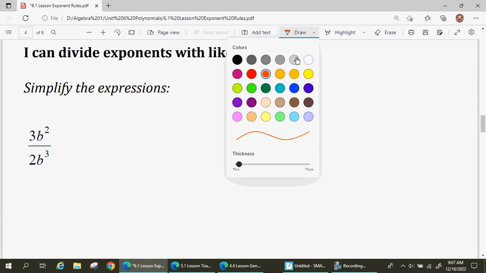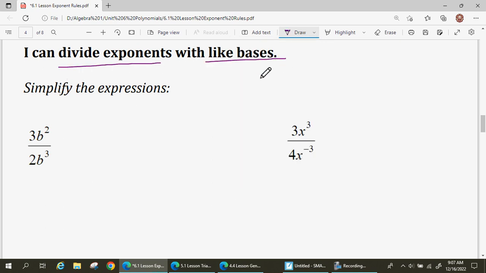The next thing we need to know how to do is divide exponents. Again, in order to divide exponents, we have to have like bases. If I look at this first one, I have some coefficients, and then I have some powers, b to the second, b to the third. Remember, the b's are the bases here, and the 2 and the 3 are the exponents. If we want to divide like bases with exponents, we will subtract the exponents.